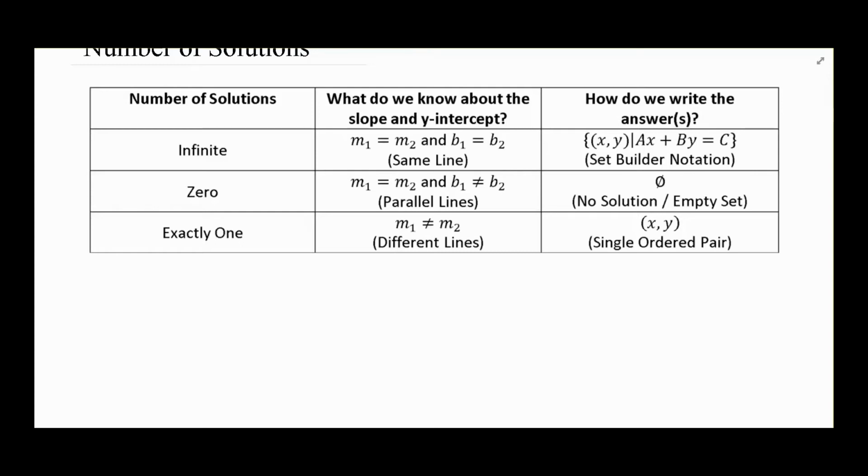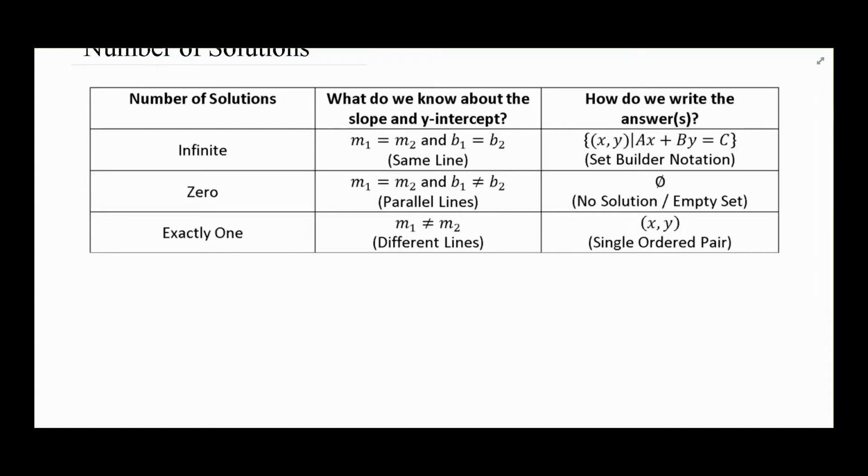Now, the other case that can come up is that we could have two lines that are parallel. We know they're parallel if their slopes are the same and their y-intercepts are different. Then we're going to say there's no solution. We can also sometimes call it the empty set, and we use the empty set symbol. Those two lines never cross, therefore there's no solution.